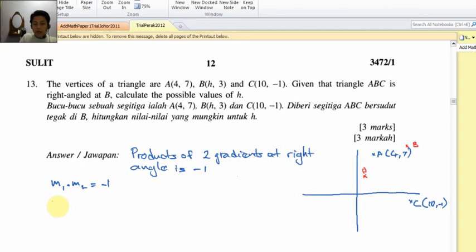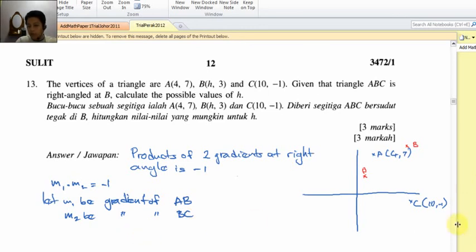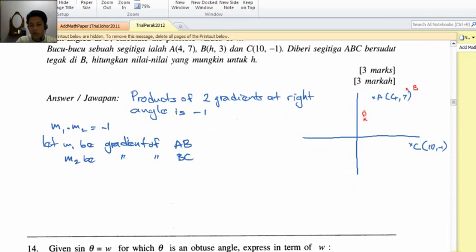So let m1 be the gradient of line AB, and m2 be the gradient of line BC. Do you have enough space? Let's take a look at it. Okay, we have some more space.